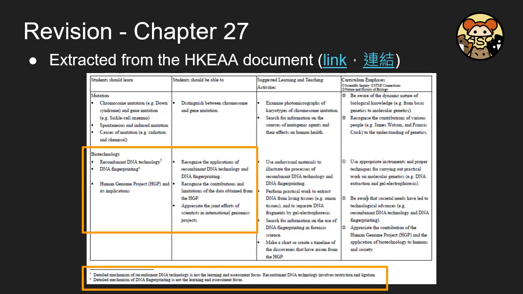Here is an extract from the HKEAA document. We have gone over recombinant DNA technology, that is knowing the gene of interest, cutting the plasmid, and then ligating them together. For DNA fingerprinting, it involves gel electrophoresis and also staining. And we also talked about the Human Genome Project. If you are really interested in knowing more about biotechnology, I hope your teachers will talk about the elective part, that is the biotechnology part.